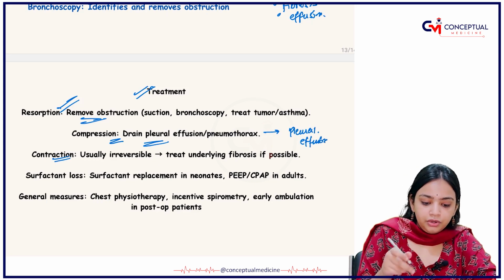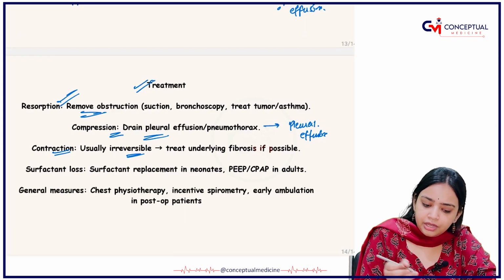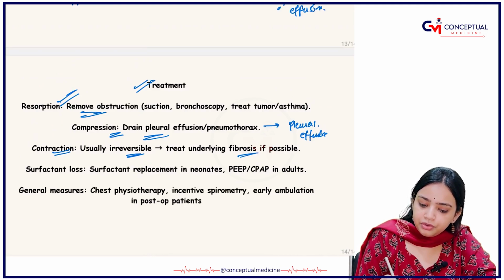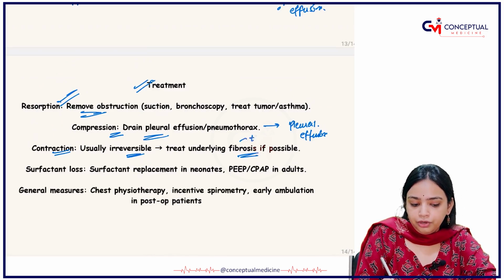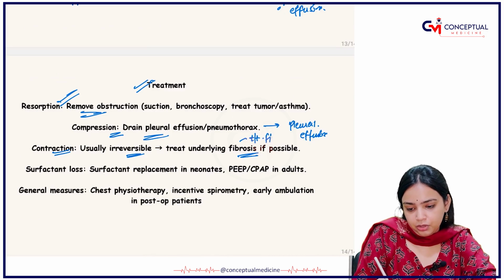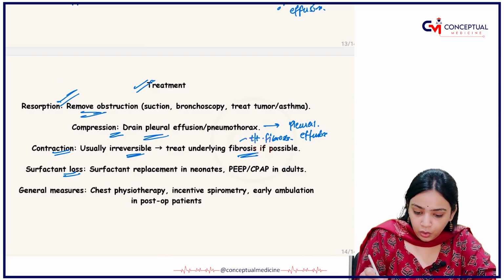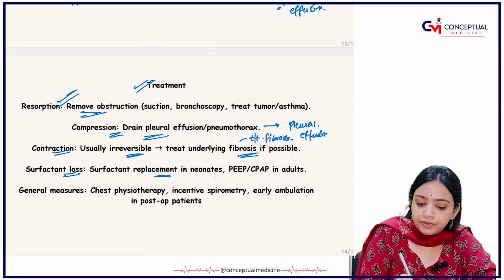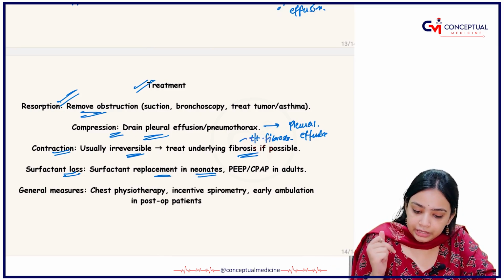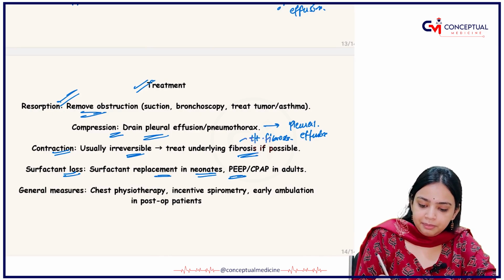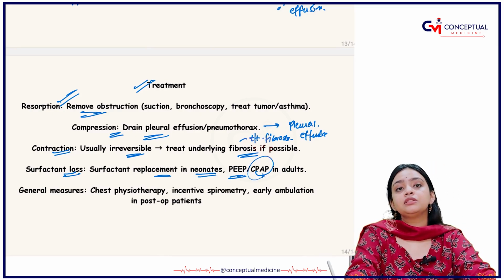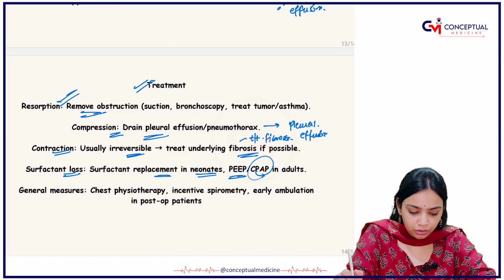Then if there is contraction, it is usually irreversible, so we have to treat the fibrosis. For contraction, treat the fibrosis. If there is surfactant loss, then you have to give surfactant replacement in neonates, like PEEP and CPAP, continuous positive airway pressure.